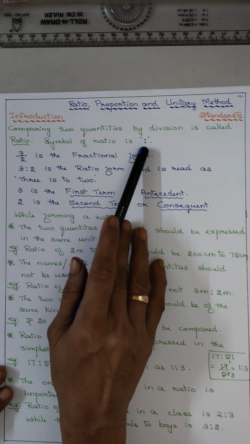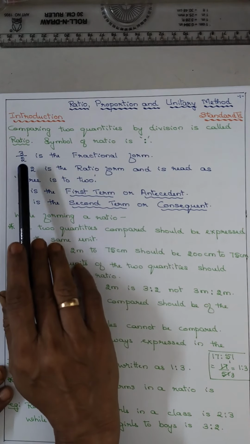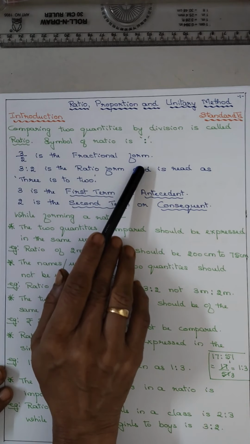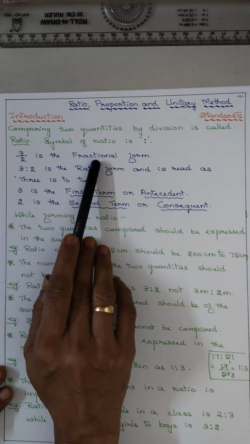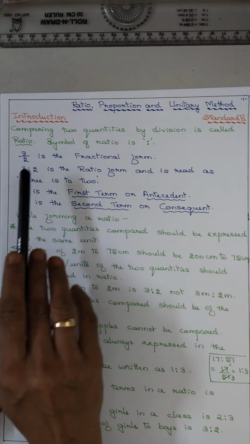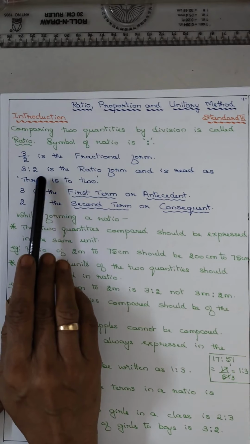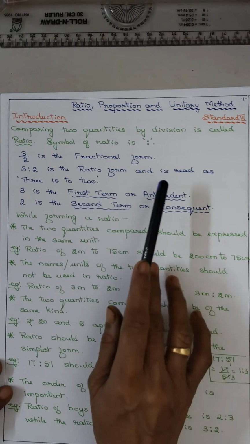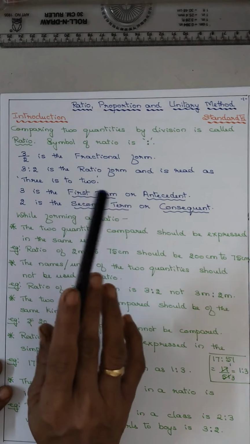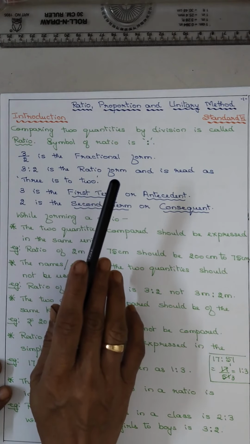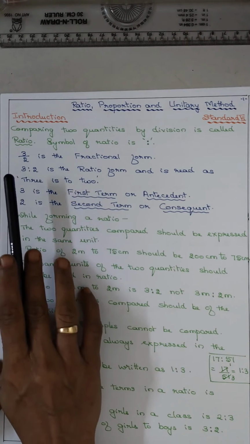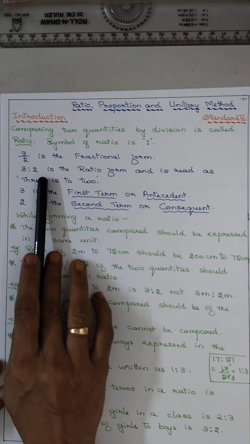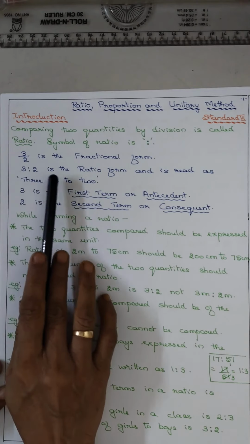This is read as "is to". Okay. 3 by 2 is the fractional form by division, isn't it? So 3 by 2 is the fractional form. It can be written as 3:2. This is the ratio form and it is read as 3 is to 2. Understood? So ratio, how do you read? 3:2. That is the ratio form. Fractional form is first number divided by the second number. So that is 3 by 2.